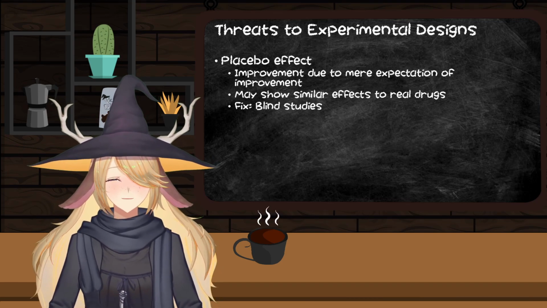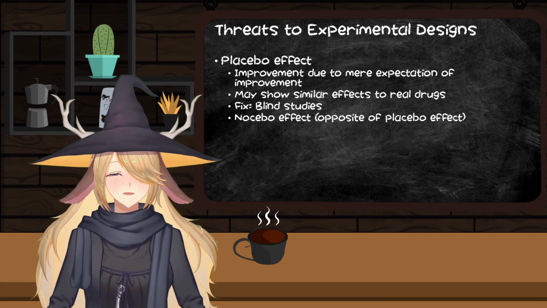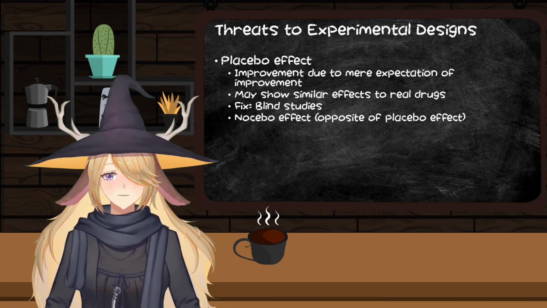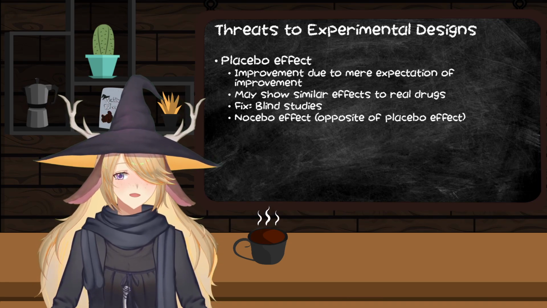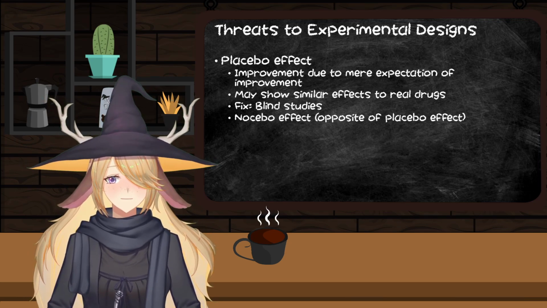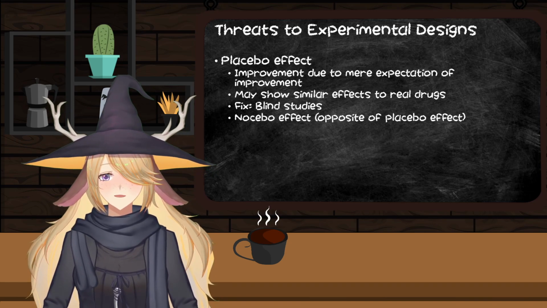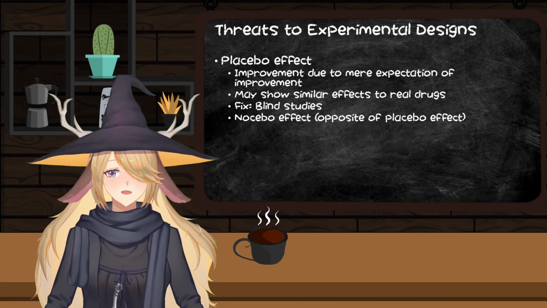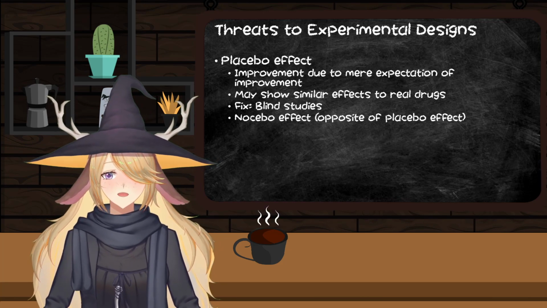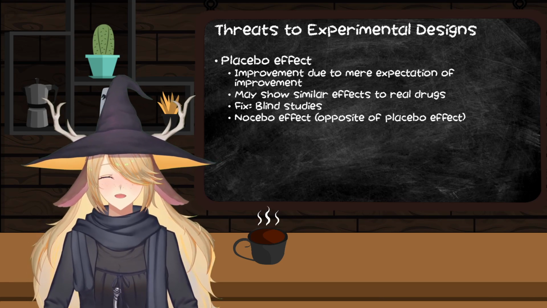So one way we address this is blind studies, where we don't tell people what condition they're in. Because, this is another fun one here, we call it the nocebo effect, which is the opposite, where their expectations might cause them to actually do worse. So if a person is put in a clinical trial and they expect that this is going to cause some harm, even if there are no side effects, their body might actually produce psychosomatic side effects just because they expected there to be some.